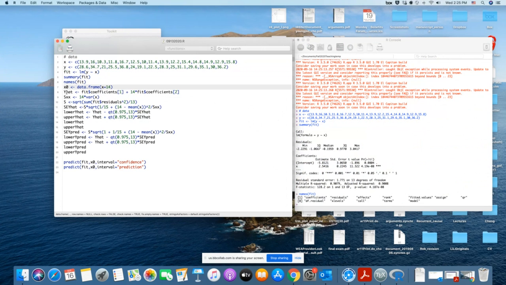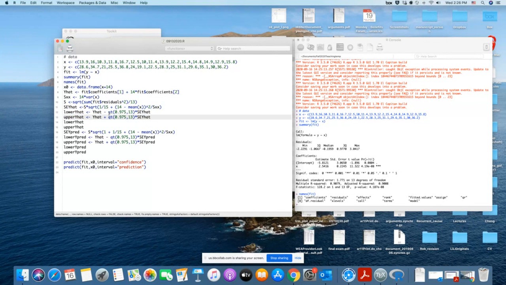Here, we can calculate this fitted value, and we compute the sum of the (xi minus x bar) squared. Then we can calculate the residual standard error, and then we calculate the standard error for the y hat, which is the fitted value. Then we calculate this confidence interval by calculating the lower bound and upper bound.